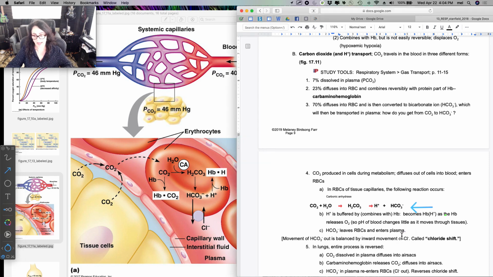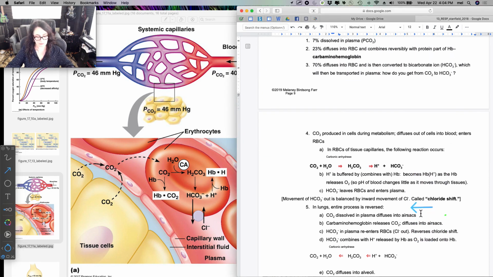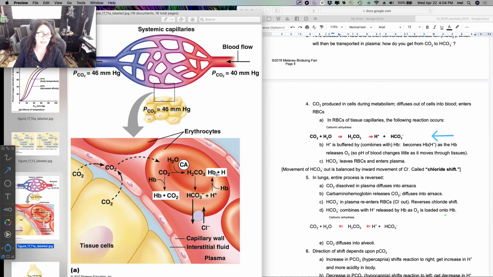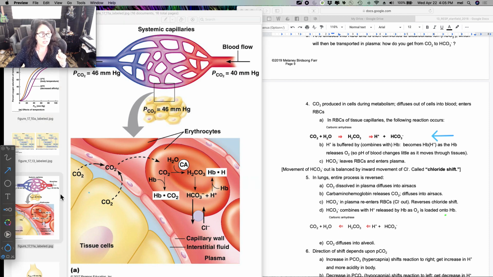Okay, so let me show you that in the same figure. So if we are looking at the same figure, I'm going to go through all of this with you. Okay, so this is the equation. This is just a different way of looking at the same equation. So in systemic capillaries where I'm generating a whole bunch of carbon dioxide, I want to be able to carry as much of it as possible with as little impact on blood pH as I can. So I am going to carry 7% dissolved, okay? And then here I am going to carry 23% on the heme portion of hemoglobin.